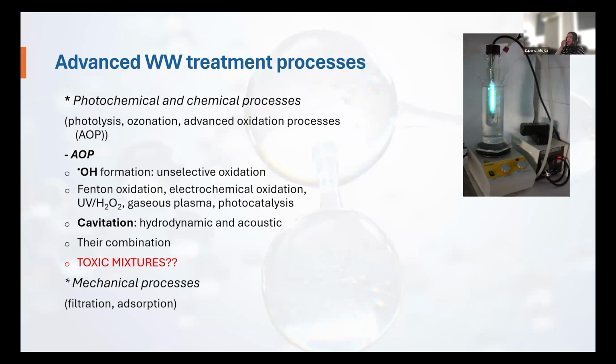Again, I have to point out that, the same as was true for the biological processes, for these advanced treatment processes the susceptibility of these compounds to degradation strongly depends on their physical-chemical properties. Photochemical and chemical processes are based on elimination of organic compounds by structural transformations, which can be achieved by several different mechanisms. The most investigated chemical processes include photolysis, ozonation, and advanced oxidation processes.